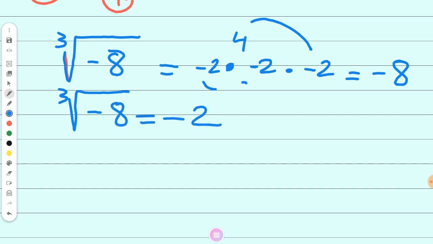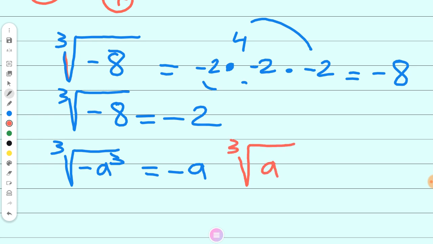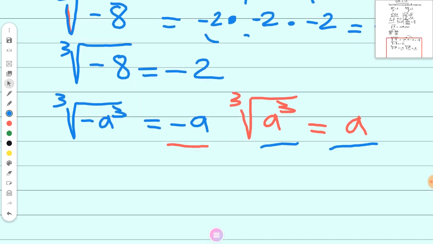So as a rule, the cube root of a negative number, the answer will be negative. And the cube root of a positive number, the answer will be positive. Very important. If I have a negative number inside the cube root, the answer will be negative. And if I have a positive number inside the cube root, the answer will be positive. Okay, let's apply this on some questions.